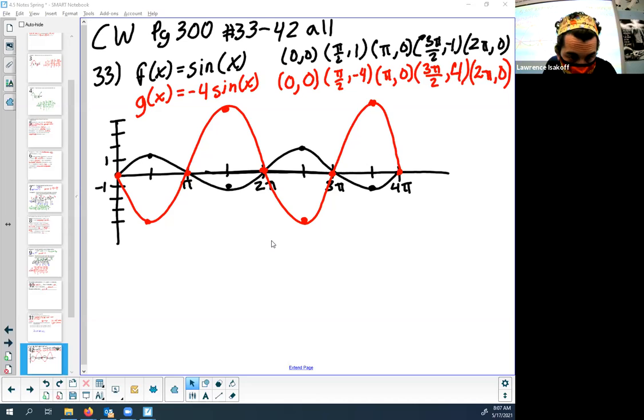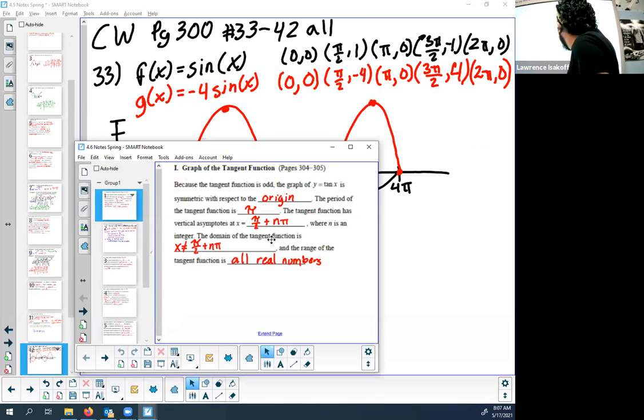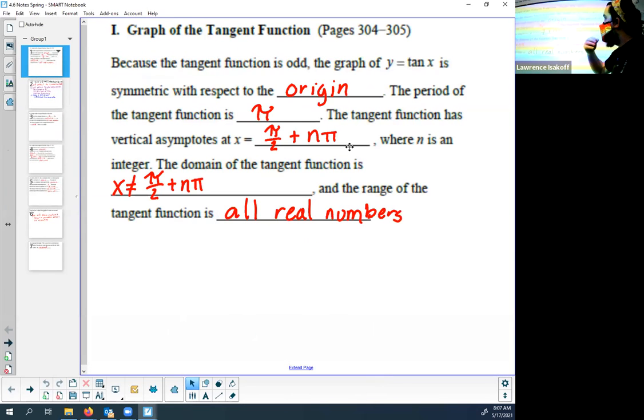Very quickly, I want to talk about some other functions. Do not have homework with this, but we're just going to run through as much of these notes as we can. So the tangent function is an odd function. It is symmetric with respect to the origin. The period of a tangent function is pi. The tangent function has vertical asymptotes at pi over 2 plus n pi. So I have multiple vertical asymptotes.